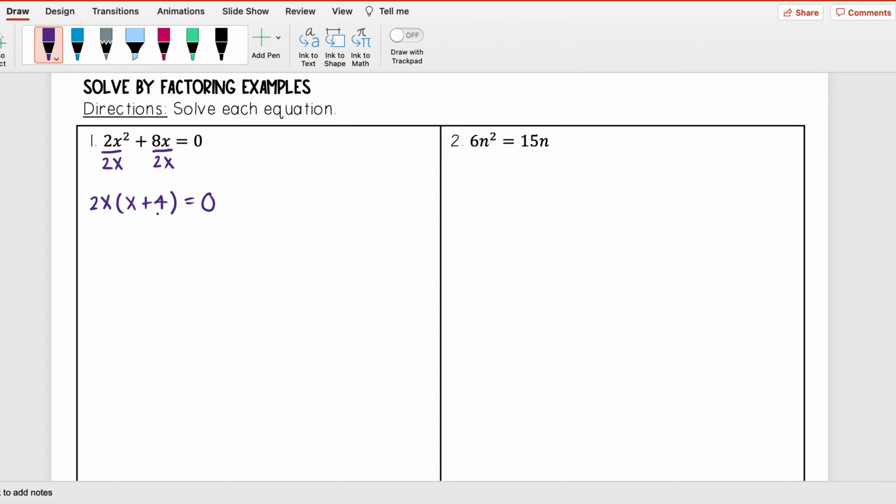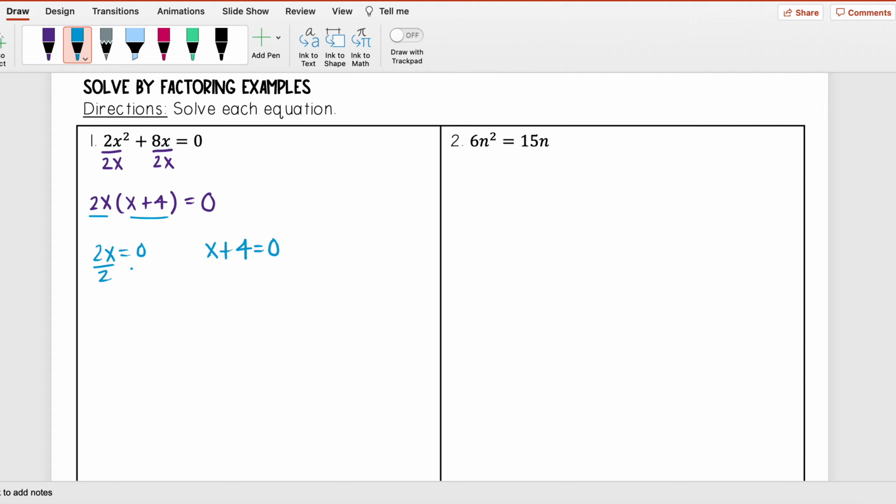Equal to 0. So it's tempting to go ahead and just divide 2x from everything and just have x plus 4 on this side. However, we can't do that because we'd be losing a solution, because I need this part here because that's going to be one of my solutions in this next step. And so in this next step, we want to set each of our factors equal to 0 like we did in our last notes. So that means I want to set 2x equal to 0 and x plus 4 equal to 0. And then I'm going to solve both of those equations.